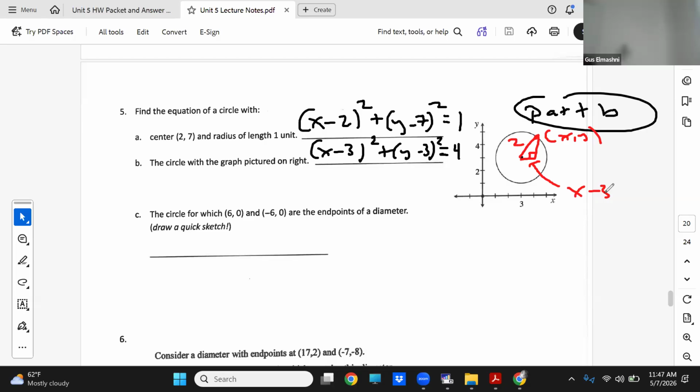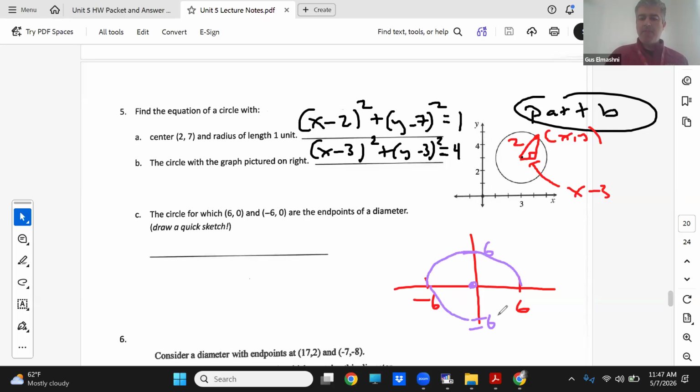That's all it is. So for part C, we probably should do a diagram. That might be a good idea. You're told the endpoints of the diameter are at 6 and negative 6. Okay, so this is more mental math. Where's your center? And how far do you go up and down? Going left, right, 6. Going up, down, 6. Okay, what's my equation? x squared plus y squared equals 36. Boom, got it. So you're literally just writing. There's not much work to show. Just write it down.